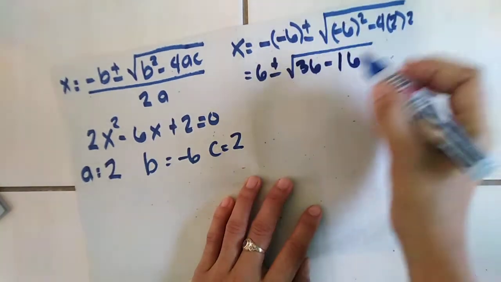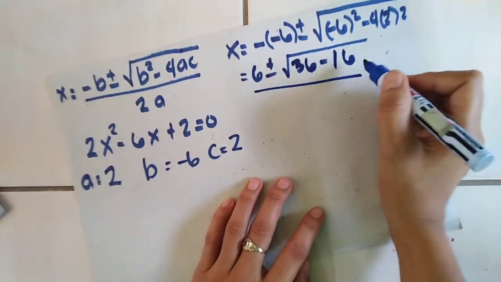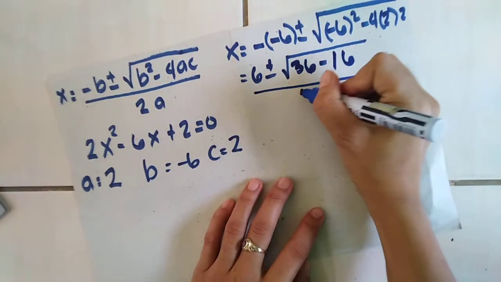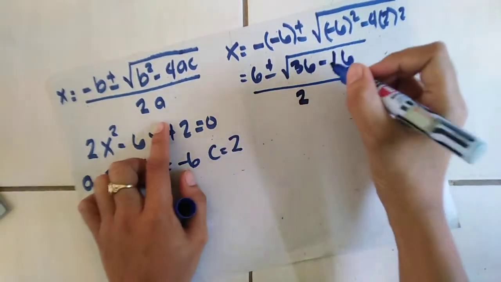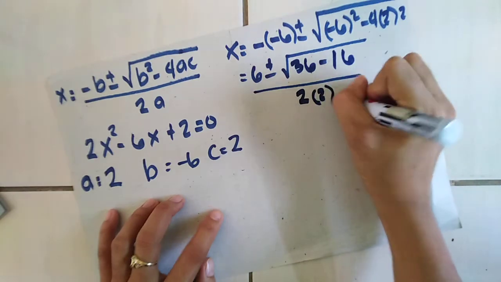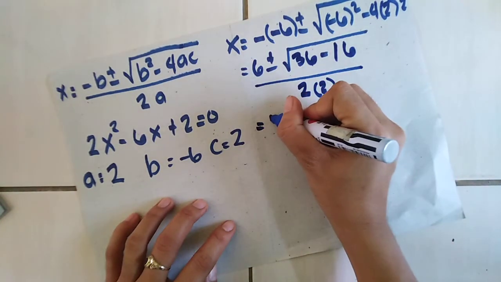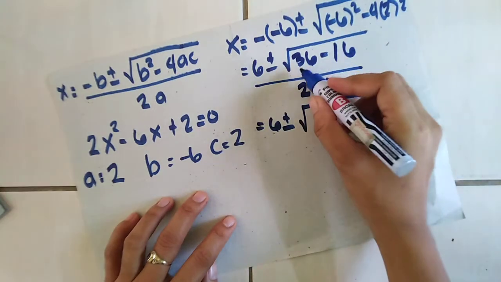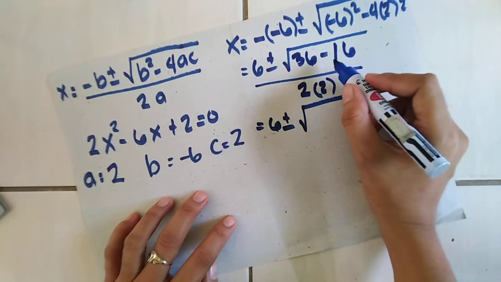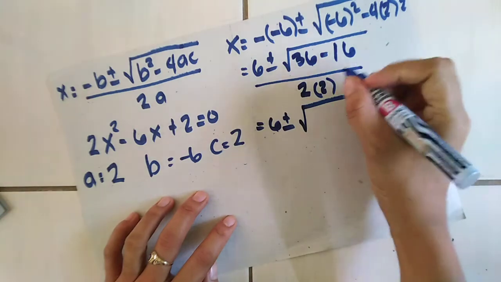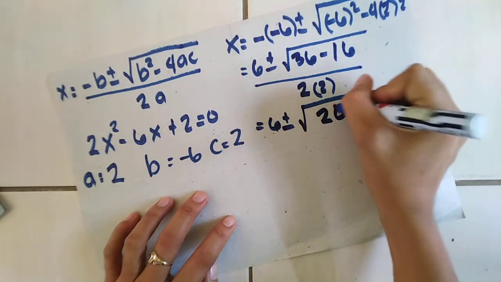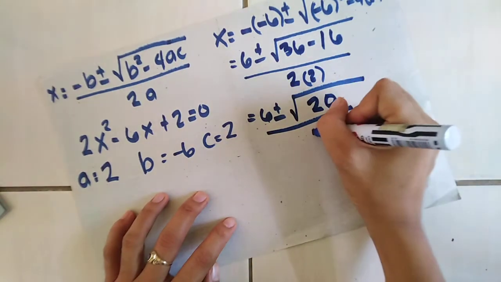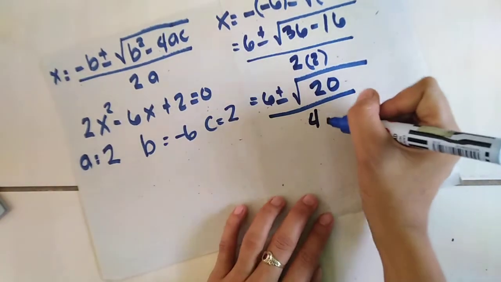Over, I forgot the 2a. 2a, and our a is 2, so we have 2 times 2. So we have 6 plus or minus the square root of 36 minus 16, which is 20, over 2 times 2, which is 4.